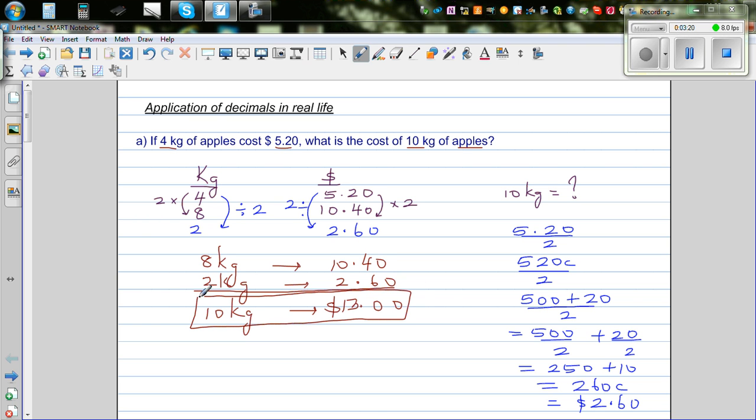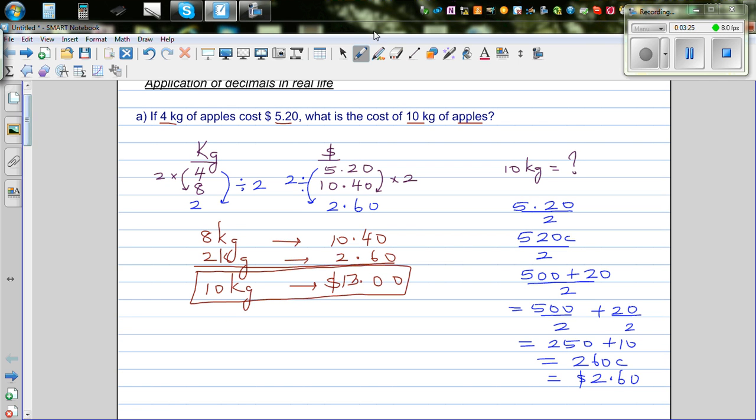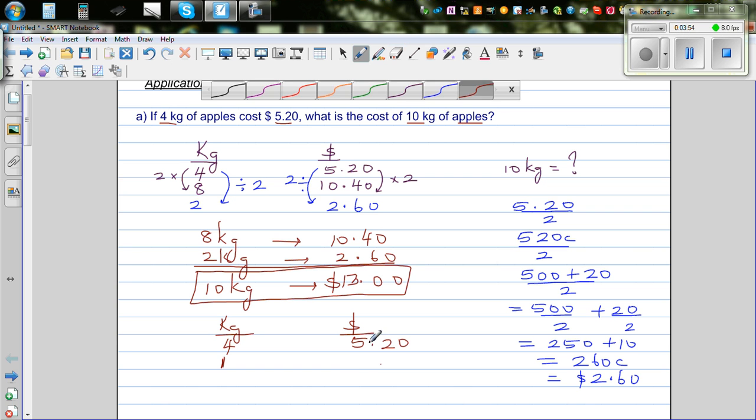But some of you may struggle to think in this proportional manner. So let me do this with a calculator. How would you do it? Here, there's a different way of doing it. So this is kgs and dollars. I'm going to use my calculator. So for 4 kgs, it is $5.20. Now this method you can do for any type of example. So for 1 kg, you should know that it is $5.20 divided by 4.